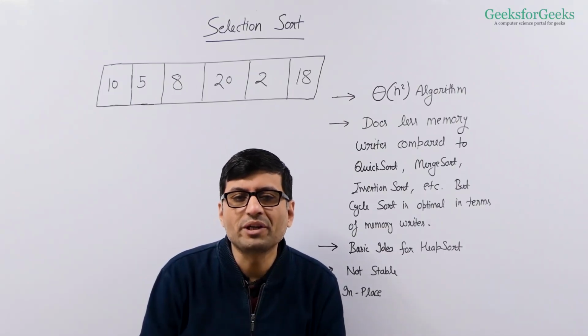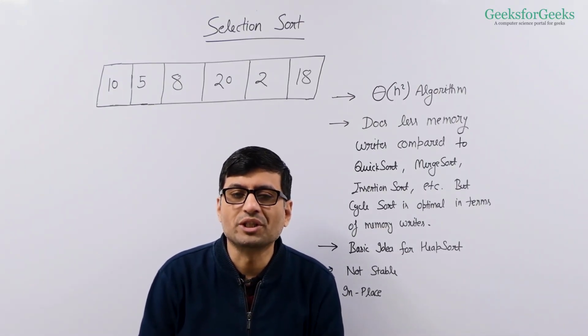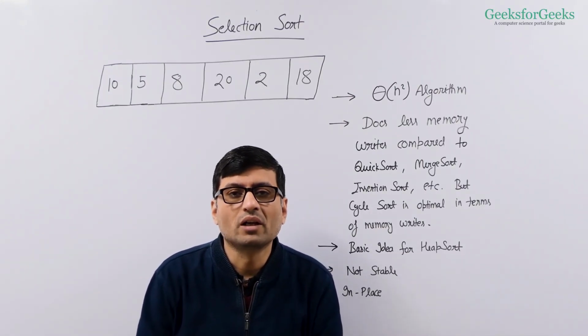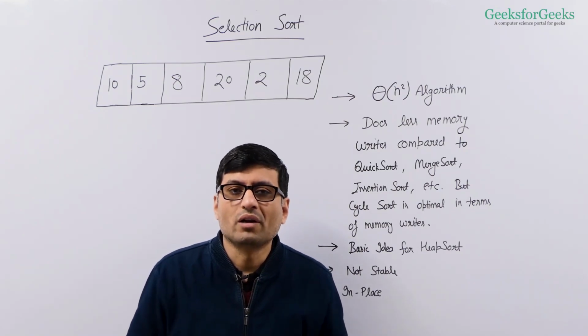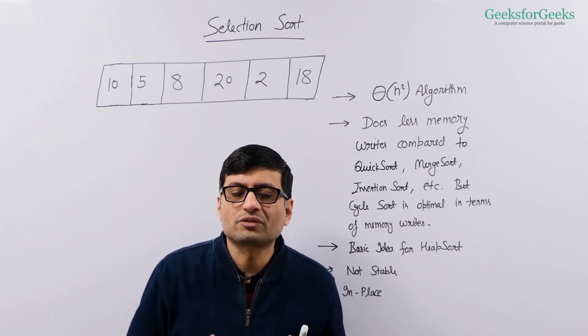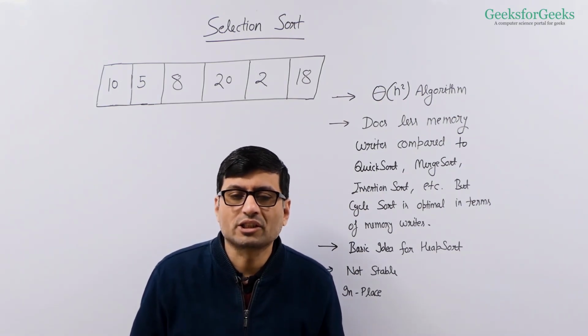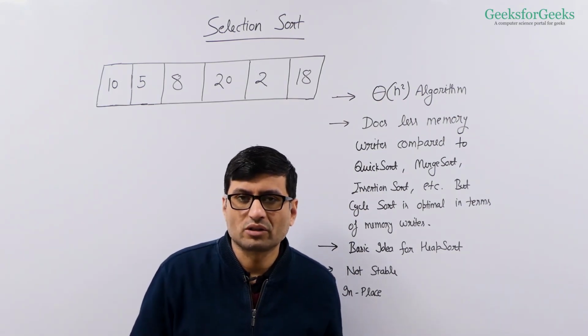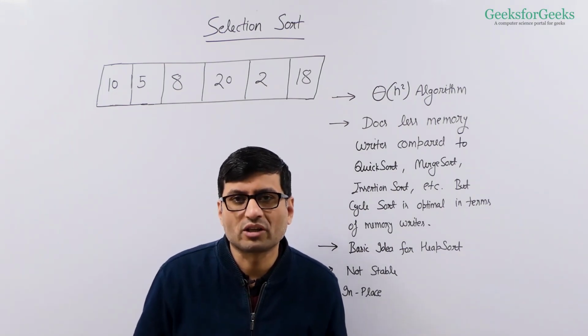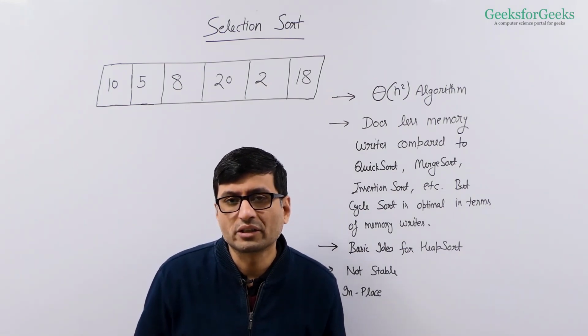Memory write can be a costly operation in situations like EEPROM. In EEPROM, if we do more writes, age of this memory reduces. So in those cases, we can prefer selection sort over other sorting algorithms. It's a basic simple sorting algorithm and can reduce memory writes.